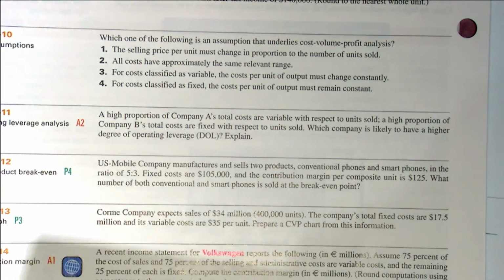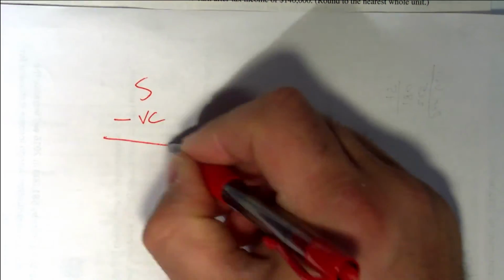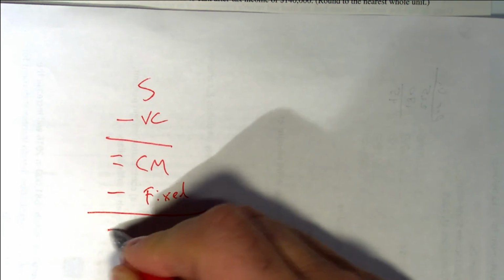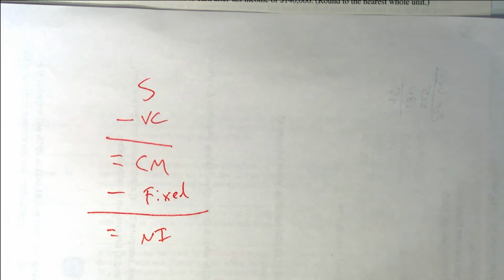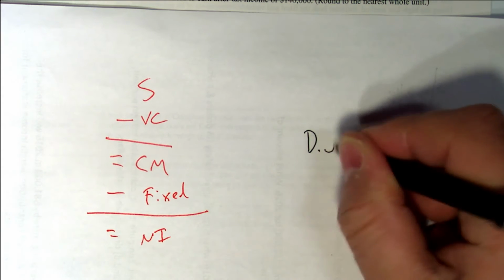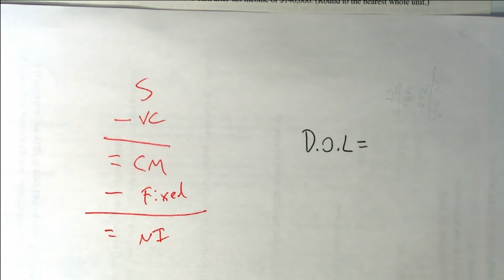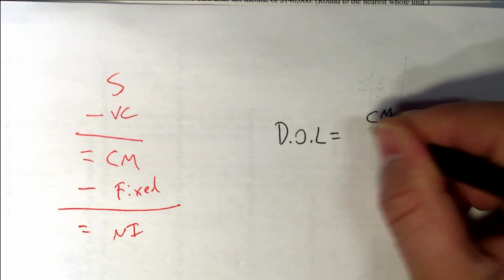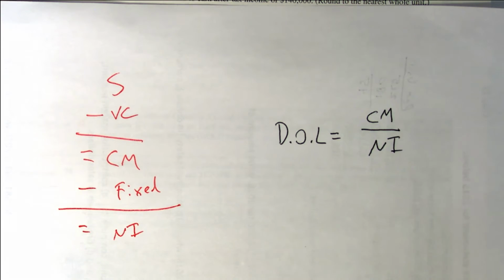Okay? Let's analyze why that is so. Okay? Well, first of all, let's remind ourselves that there's sales minus variable costs equals CM, minus your fixed cost equals net income, right? Okay, how do we calculate degree of operating leverage? What does that equal, remember? Total contribution margin divided by pre-tax income. CM divided by net income, okay?